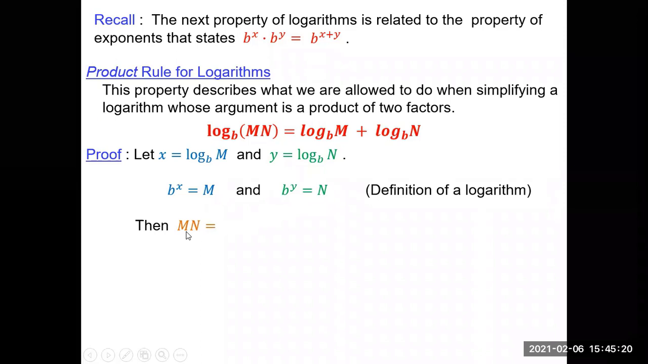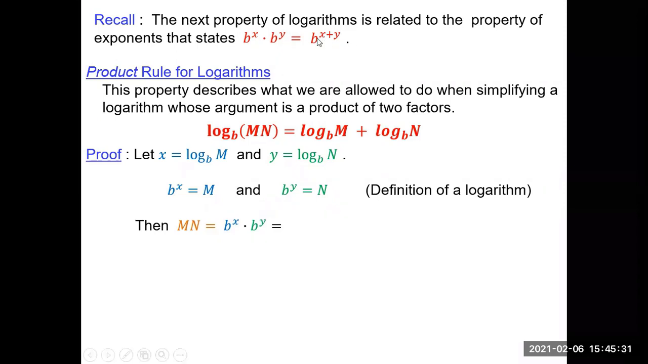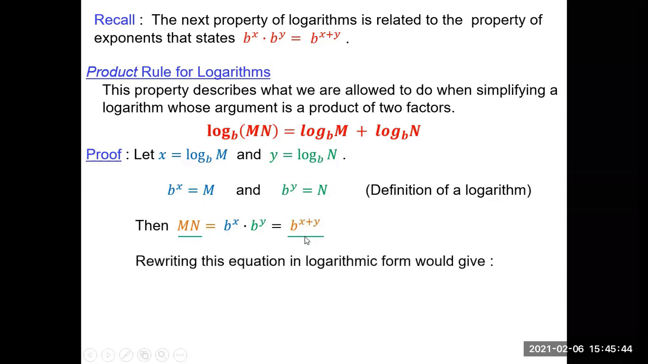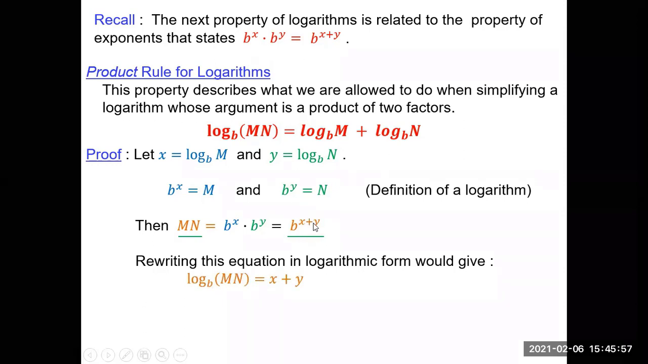So we can now do a substitution to see that m times n is actually b to the power of x times b to the power of y. But by the property of exponentials, we know that we can simply add the two exponents together. So now we know that m times n is the same thing as b to the power of x plus y. So let's now convert this new exponential back into a logarithm. Notice that the base is b, so we could rewrite this as log base b of m times n is the exponent of x plus y.